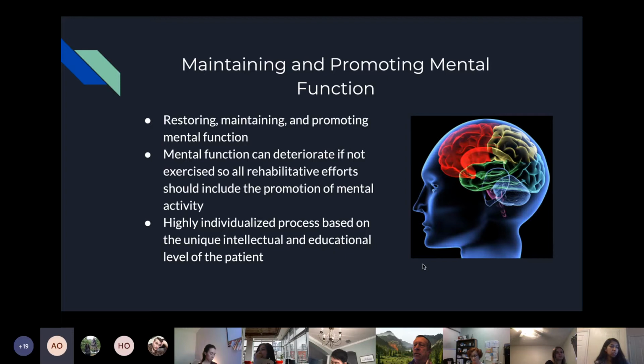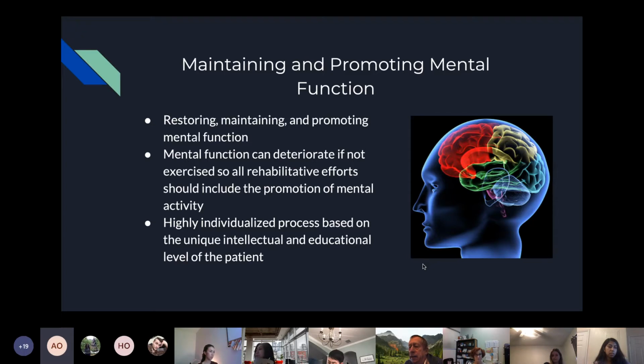Promoting physical, maintaining and promoting mental function. Promoting physical functioning is only one aspect of rehabilitation. Equally important are efforts to restore, maintain, and promote mental function. In institutional settings, where the contact patients have with staff mainly revolves around illnesses and related issues, or in their own homes, where they may be socially isolated, healthy mental stimulation may be sorely lacking. Like any other function, mental function can deteriorate if not exercised. Thus, all rehabilitative efforts include the promotion of mental activity.